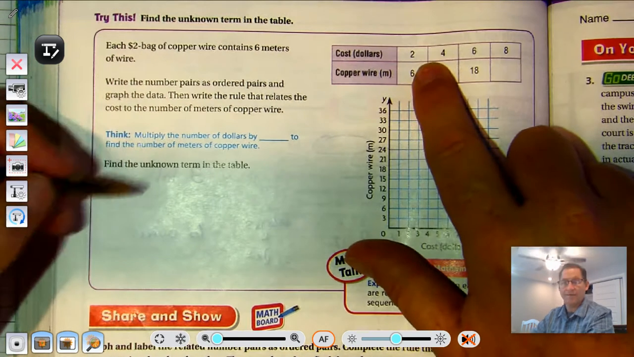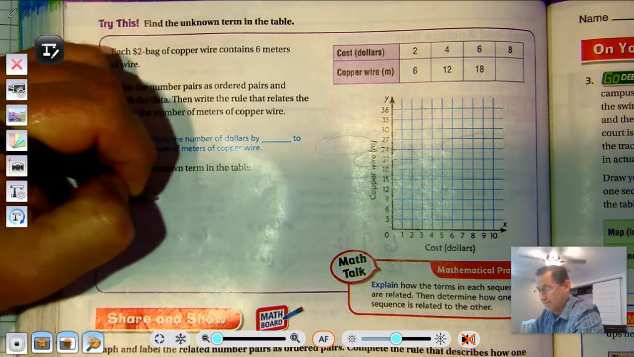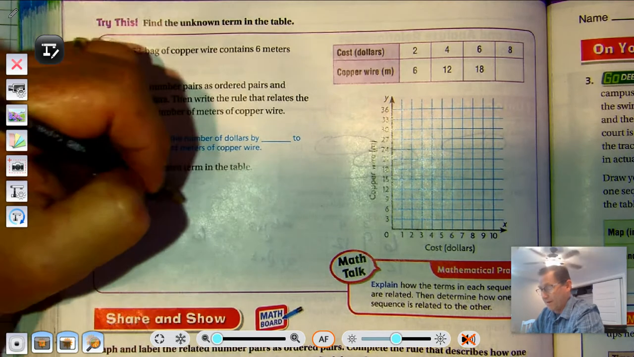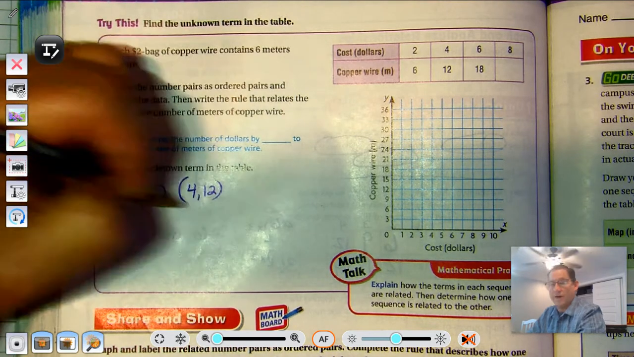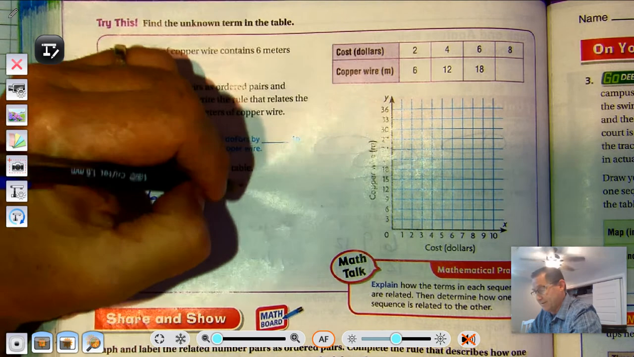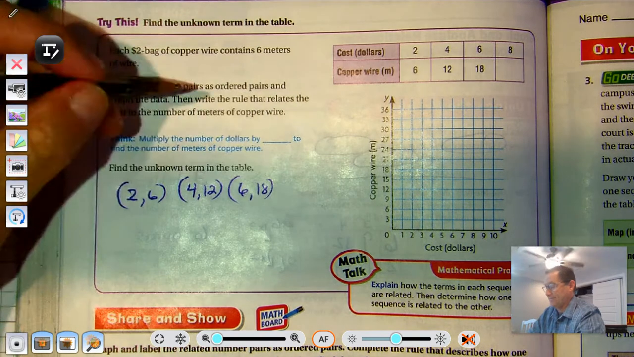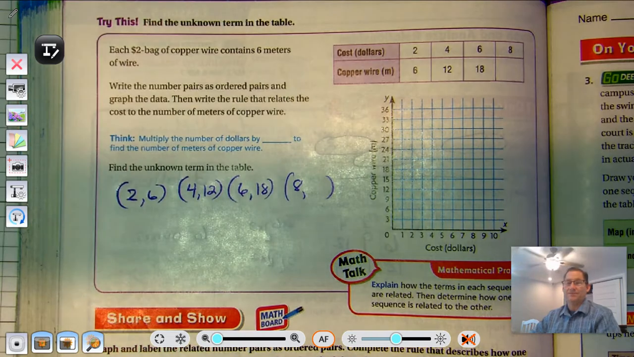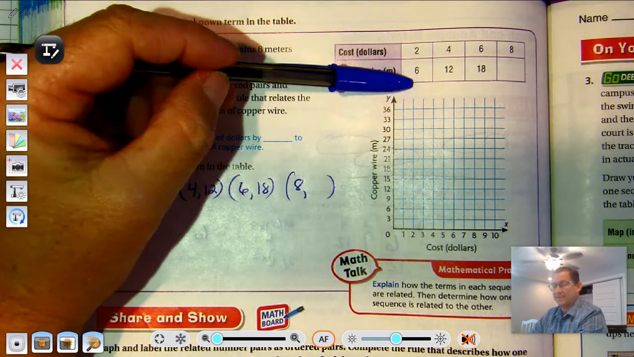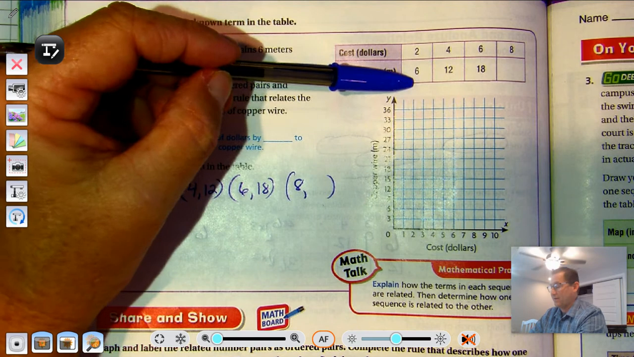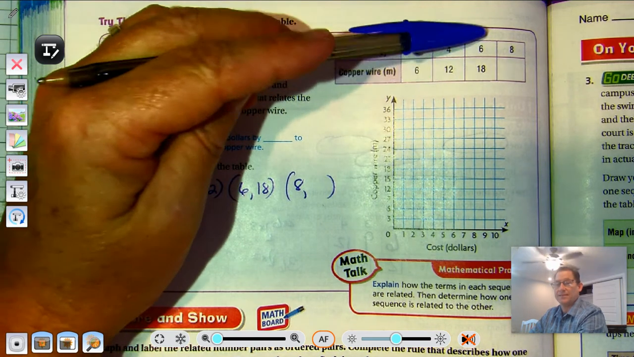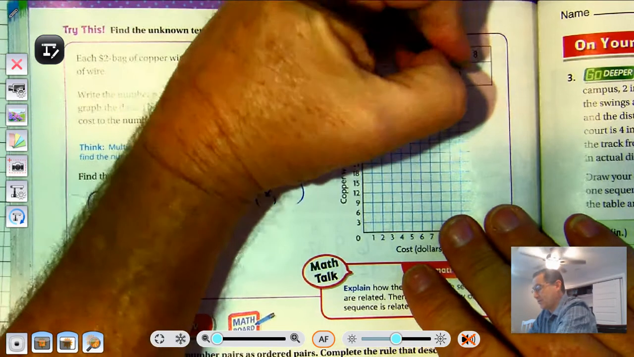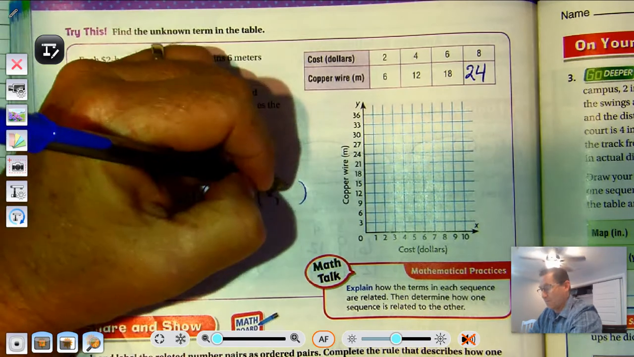All right, so we have 2, 6. We have 4, 12. We have 6, 18. And we have 8 and something. Well, if I go from 2 to 6, that's multiplying by 3. 4 times 3 is 12. 6 times 3 is 18. So 8 times 3 is 24.